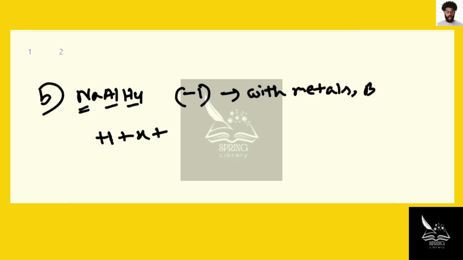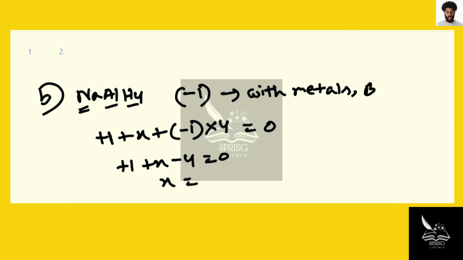and with boron. So here we have a hydrogen oxidation state of -1, and we have 4 hydrogen. That means we times it by 4, and the sum will be equal to 0. So here we have +1 plus X minus 4 equal to 0. And ultimately we have X equal to +3. So this is the oxidation state of aluminium in this compound.